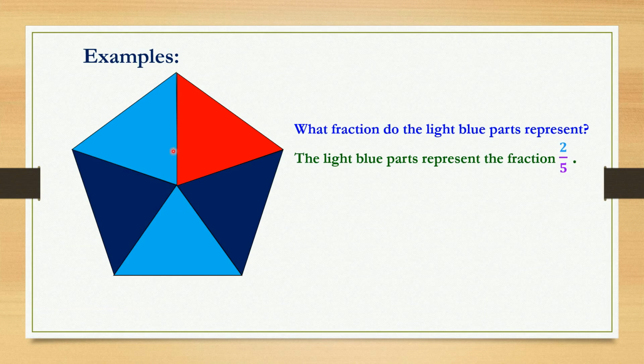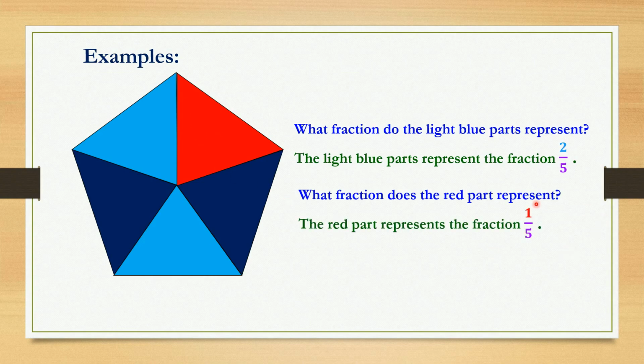So be careful, we don't write 2/3. Some students make this mistake and they count the remaining parts and they write 2/3. It's wrong. The denominator is equal to the total number of parts, so be careful. What fraction does the red part represent? Here only we have one part colored in red, so it represents the fraction 1/5. 1 is the numerator and 5 is the denominator.